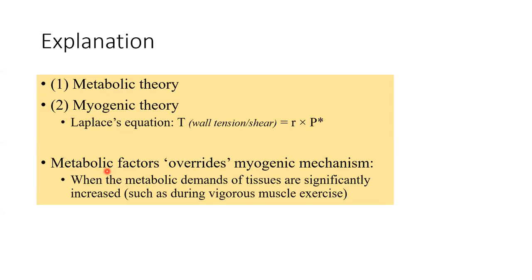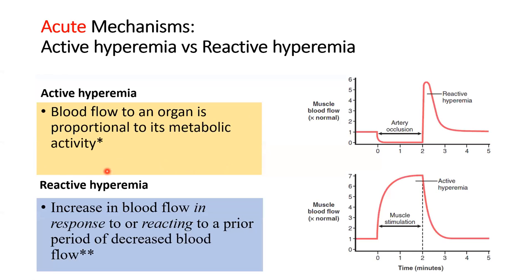Okay. Right. Then we move on to active and reactive hyperemia. Now, I have an impression that you have studied this in your high school, so let me just compare these two. Active hyperemia is basically increased blood flow to a tissue in response to its metabolic activity. If you increase the metabolic activity, there will be an increase in blood flow. If you normalize it, the blood flow will go back to normal. This is called active hyperemia.